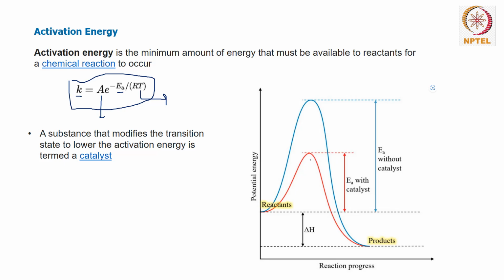And if the activation energy is reduced, what will happen? Whenever the activation energy is less, the rate of the reaction will be faster. So that's why by using a catalyst you can make a reaction proceed at a faster rate. So what is the role of the catalyst? By adding a catalyst we can enhance the rate of the reaction.